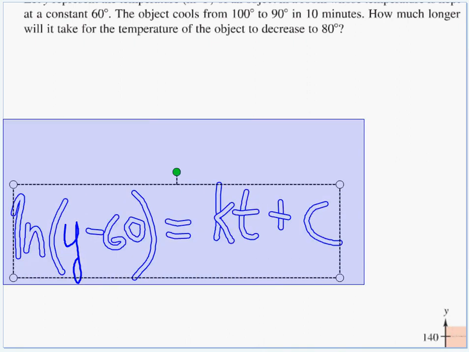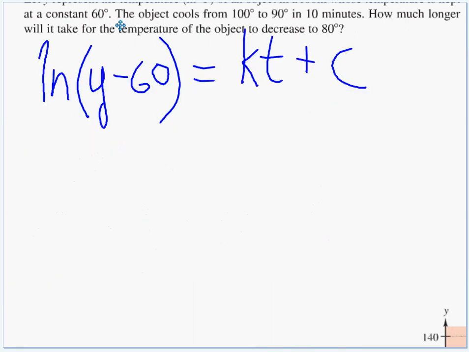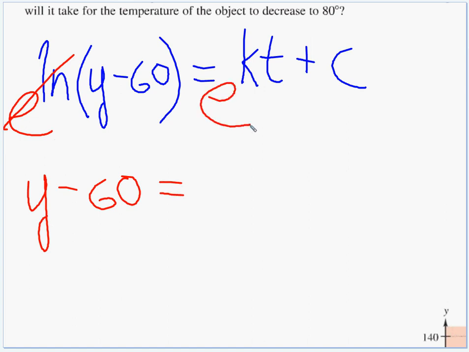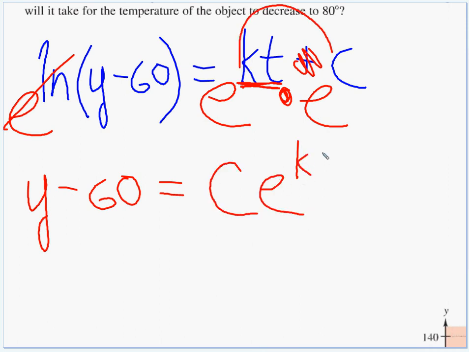Okay, time to exponentiate each side. So if we base e here, we're going to get y minus 60. And over here, we're going to base e. Remember, this turns into one big exponent. So this is going to be e to the kt power. And instead of the plus c, we can make it times e to the c power. And this e to the c just becomes another constant. So this becomes c e to the kt. See, now this is sort of like the proof from before, but we got this y minus 60 on the other side.